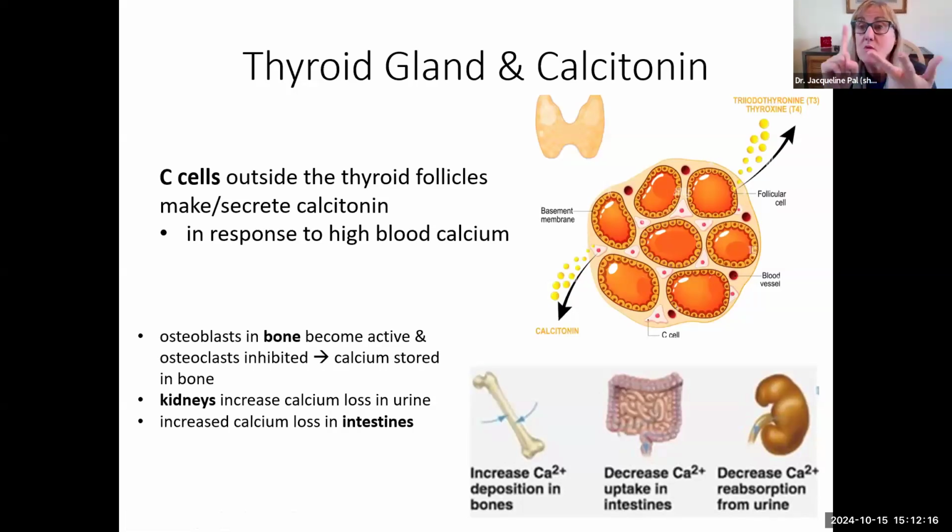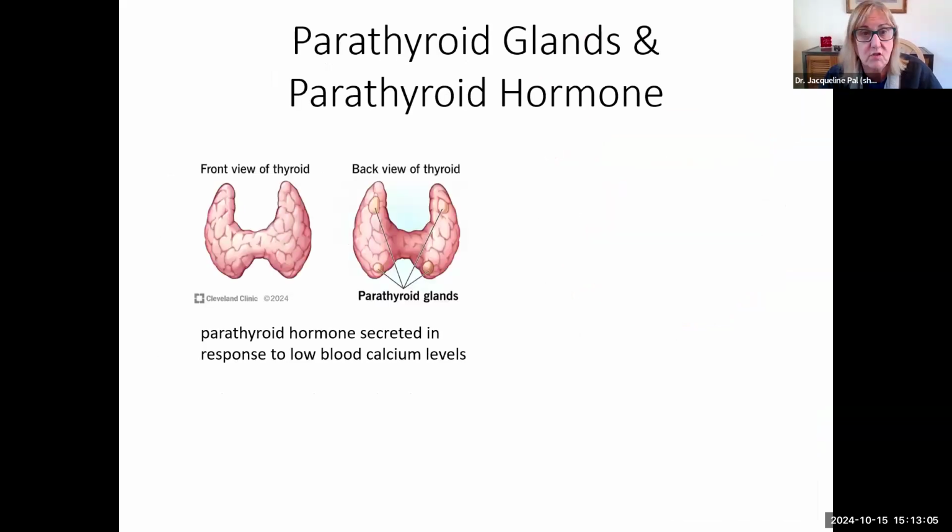So let's think bone, kidney, and your small intestines. In your bone, your osteoblasts are going to become activated. So they're going to start depositing massive amounts of calcium by building new bone. And those osteoclasts are not going to be working. They're going to be inhibited. Your kidneys are not going to be reabsorbing any calcium. Instead, you're going to be peeing out calcium in your urine. And in your intestines, you're not going to be absorbing any of that dietary calcium, no matter if you're eating bones or drinking milk. Even if you have vitamin D, you are going to have increased calcium loss from your intestines. So that's what calcitonin will do.